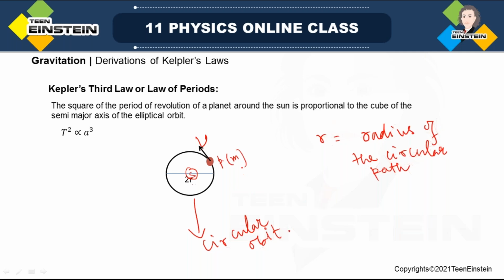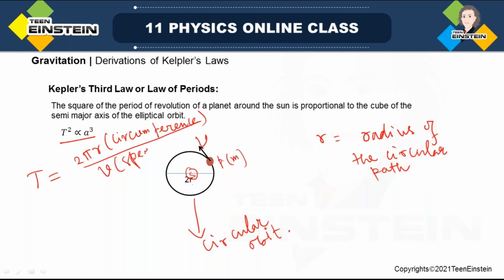Now look here, you have to find out this law. So let us first calculate, for this circular orbit itself, the time period of the revolution. So how do we find out? The total distance it can cover is 2 pi r, that is the circumference of the circle, divided by the speed of the planet.